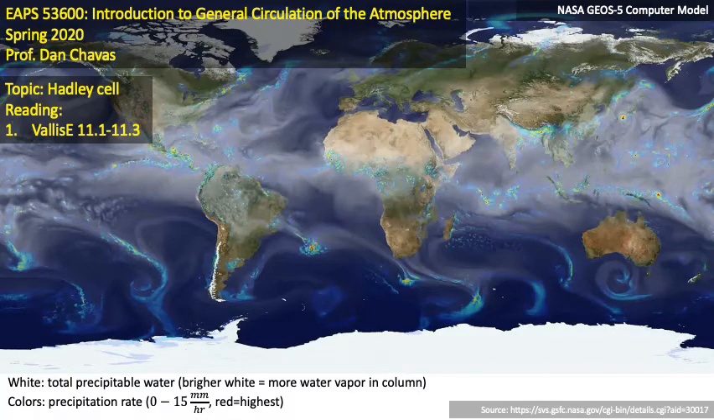All right, this is EAPS536, Introduction to General Circulation in the Atmosphere. This is our first virtual lecture. I'm Professor Dan Chavas. This is spring 2020. The topic will be the Hadley cell, and the reading is from Vallis, chapter 11, shown here.